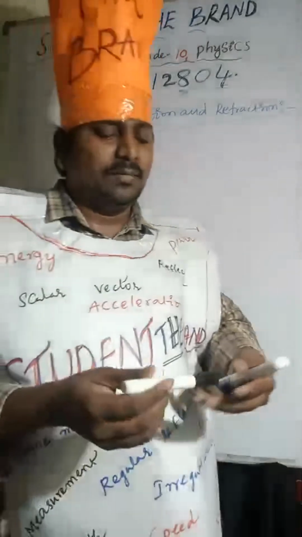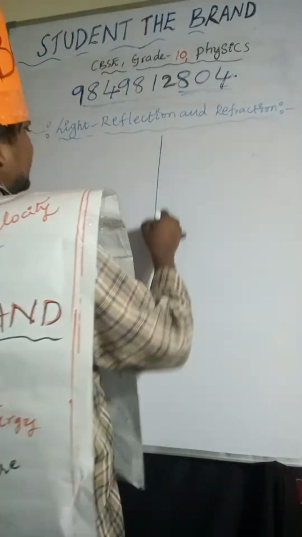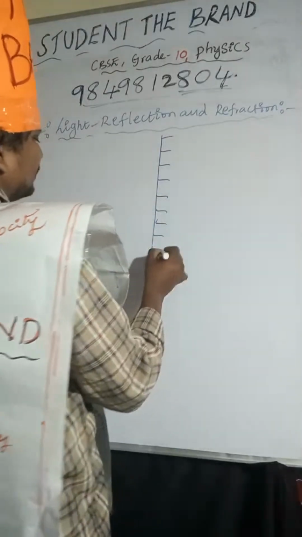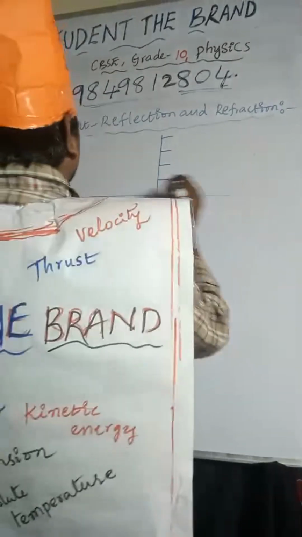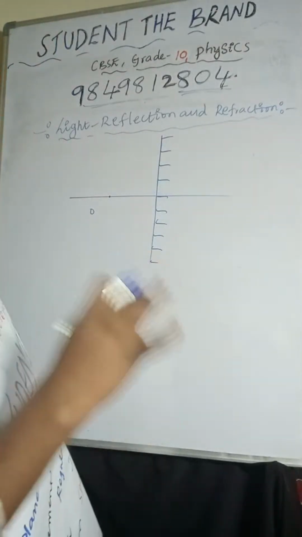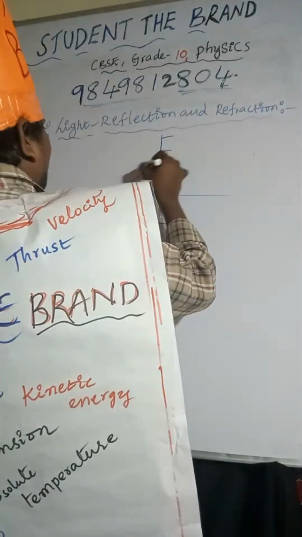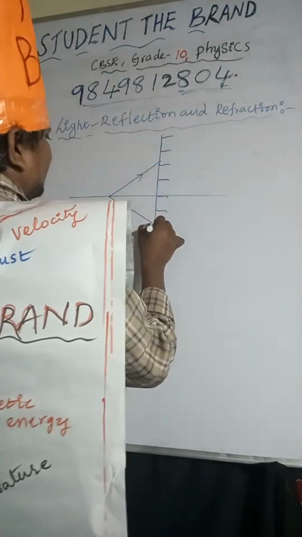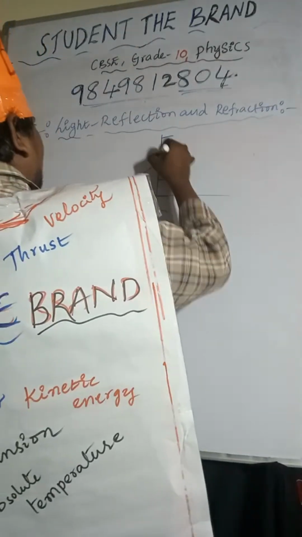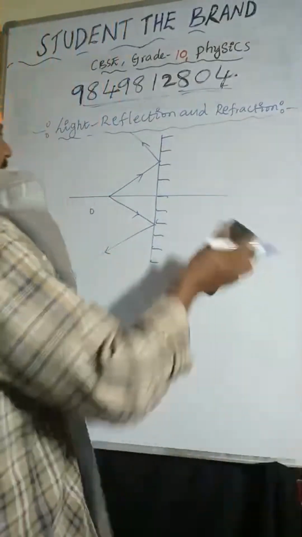So object and image we'll discuss. Here I'm taking an object. This is the plane mirror. This is the object I'm considering. Light rays are coming from this object. After reflection, this is one light ray I'm taking. This is one light ray. So those light rays are reflecting. After reflection, they are moving away from it. Here you can observe.